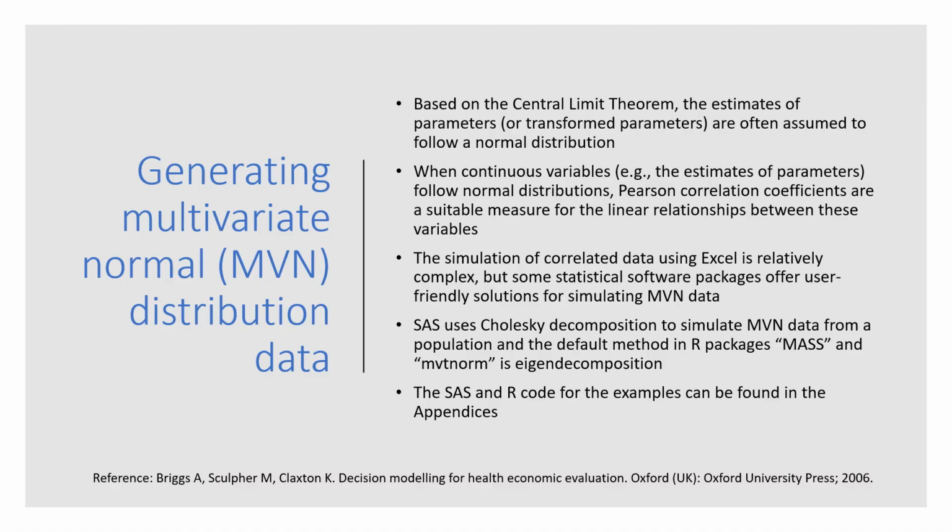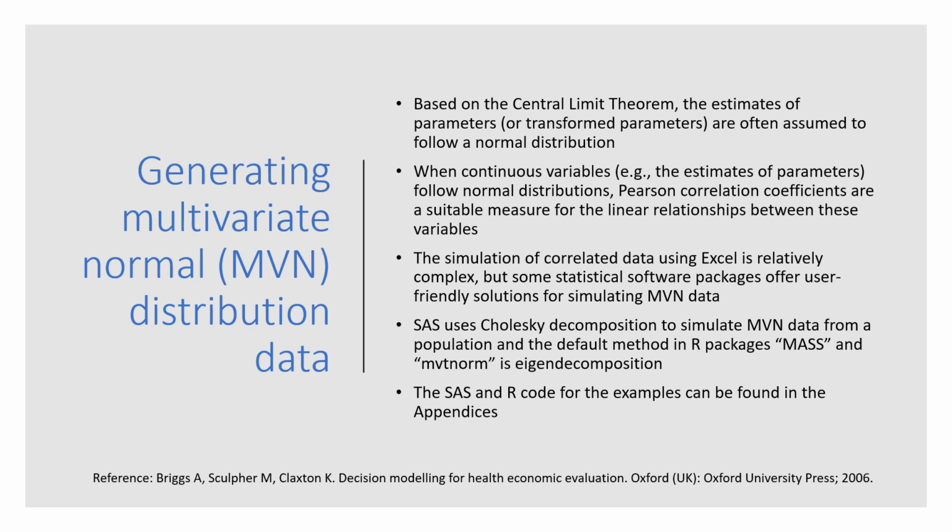In health economic evaluations, understanding parameter uncertainty is essential, which represents the uncertainty around the mean estimator. Based on the central limit theorem, the estimates of parameters, or transformed parameters, are often assumed to follow a normal distribution. When the estimates of parameters follow normal distributions, Pearson correlation coefficients are a suitable measure for the linear relationships between these variables. Therefore, multivariate normal distribution data is the focus of this section.